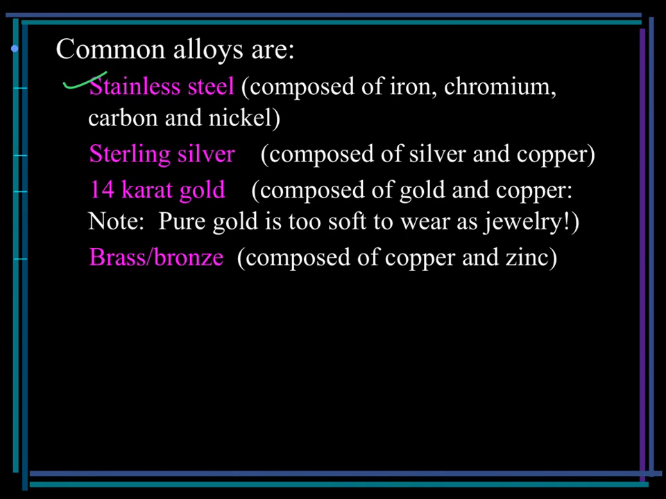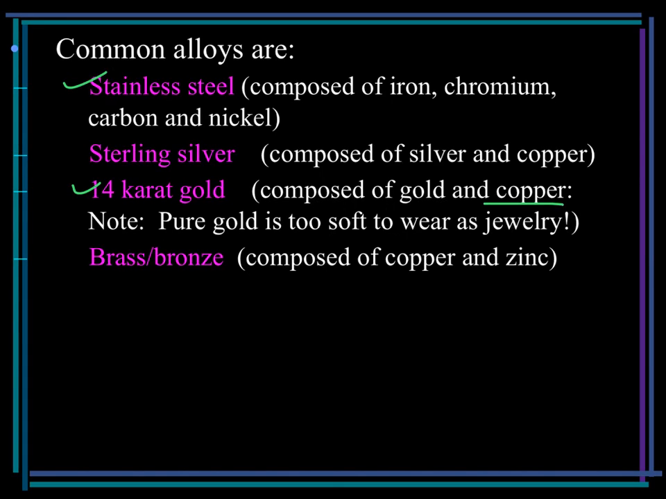Let's talk about 14 karat gold. So does anybody know how many carats would be pure gold? Well, 24. 24 carats is like 100% pure gold. So 14 karat gold is a mixture. It contains a little bit of copper in there. And the reason why we don't usually make jewelry out of 24 karat gold is because it's too soft.